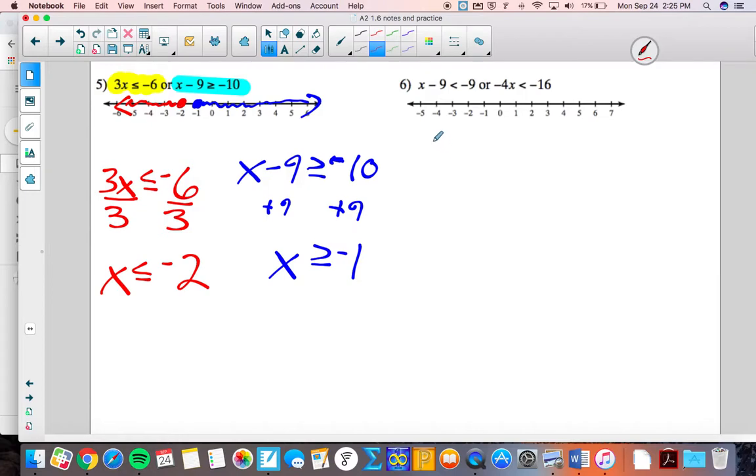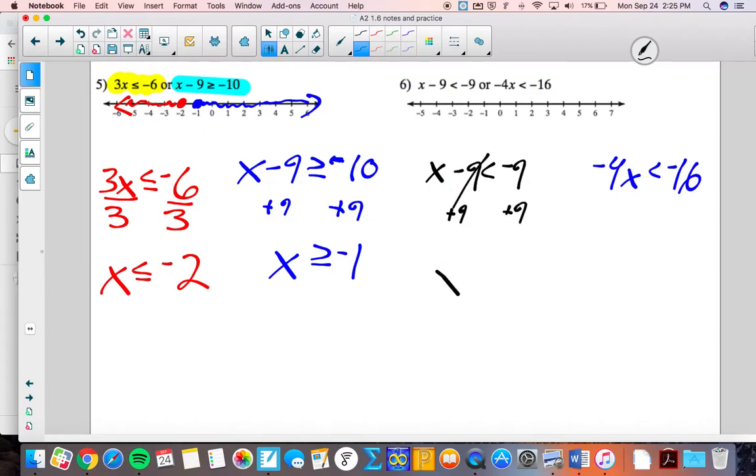Next one. Let's do a different color. X minus 9 is less than negative 9. And then the other one is negative 4x is less than negative 16. So the first one, x is getting subtracted by 9, so we'll add 9. So we get x is, don't flip the symbol because you didn't multiply or divide by a negative, x is less than 0. All right, so open dot at 0, and now numbers that are less than that are to the left.